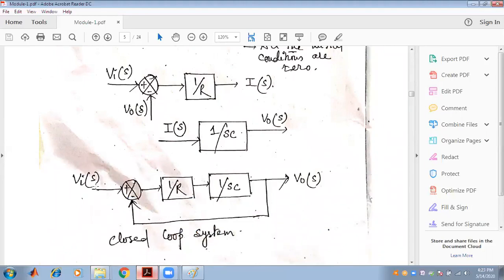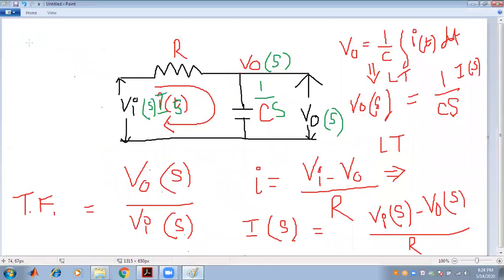So Vis is coming to the summing point and multiplied by that 1 by R, we get Is. So Is is multiplied with 1 by Sc, we get V0. And the feedback is coming here. So what have we done?